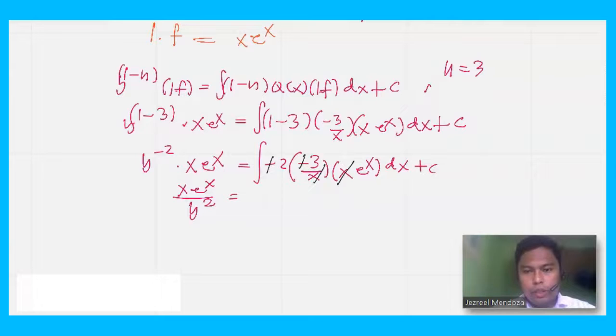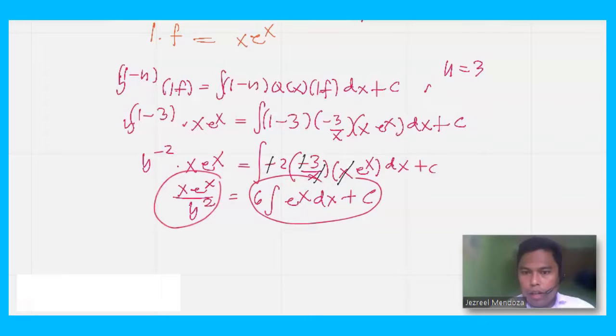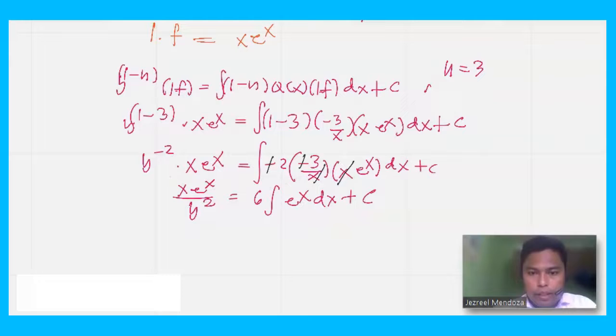So our remaining equation will be this x, isolate that, this e to the x dx plus c, and so therefore we're done in this portion. So let's do this integration again. Okay.